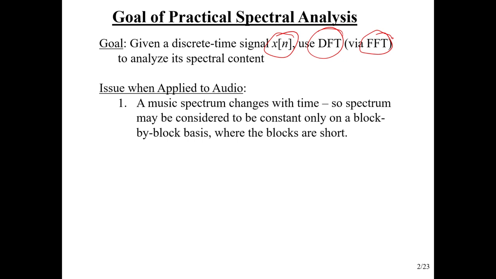So here are the issues involved. These are true in other scenarios besides audio, but are particularly true in audio. So the problem with a Fourier analysis of music is that we think of music as something that has a changing spectrum, right? You play some notes at this time, and there will be certain spectral characteristics during that interval that those notes are played, and then immediately after that, you play some different notes. And so the spectrum is going to change.